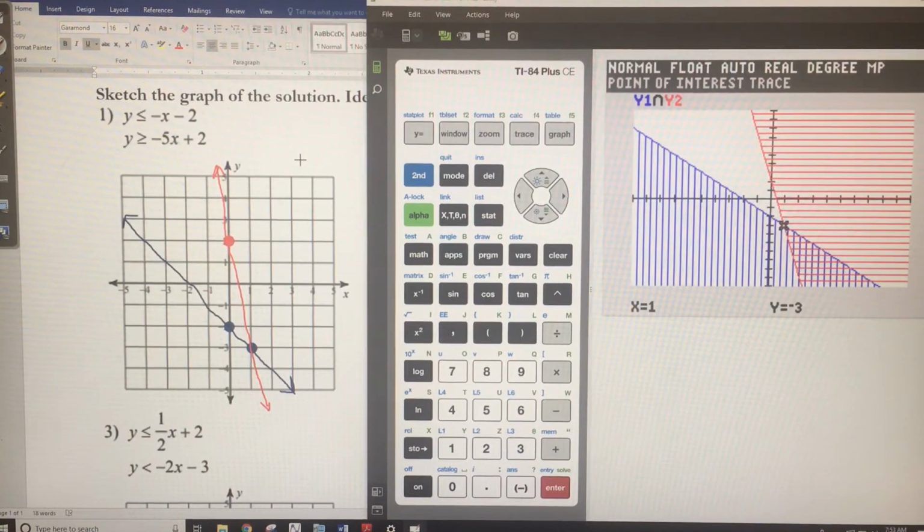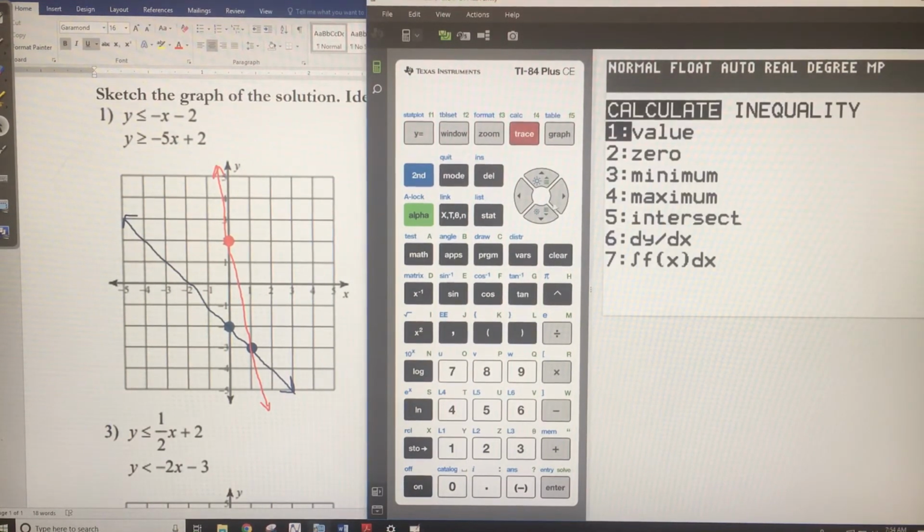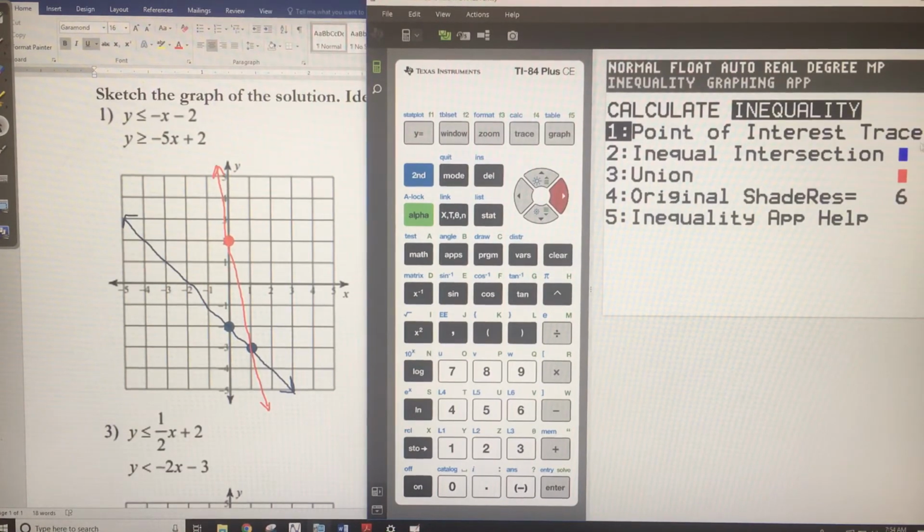Now, where on earth do we shade? Some of you can probably figure this out now. Shade where they both overlap. So where's that cross-hatching happening? But if the screen right here is way too confusing and too busy, go back to your calculator, second trace, but instead of using the intersection, let's use number 2, inequality intersection. Where are they both? So the inequality intersection, whatever color you want.